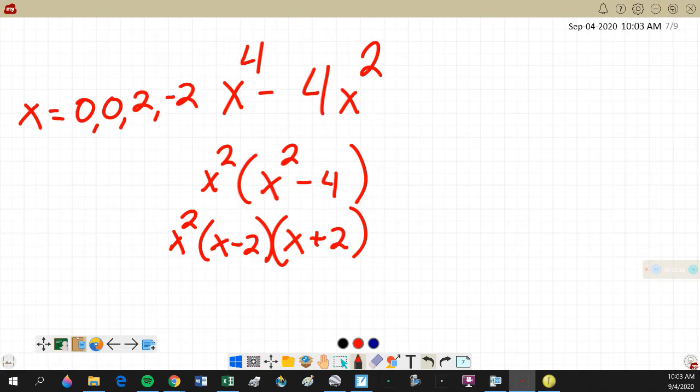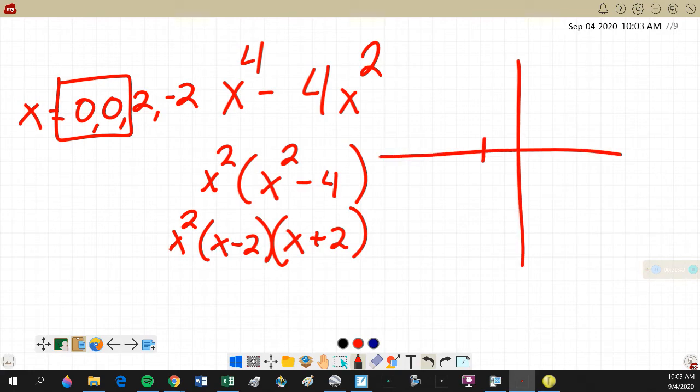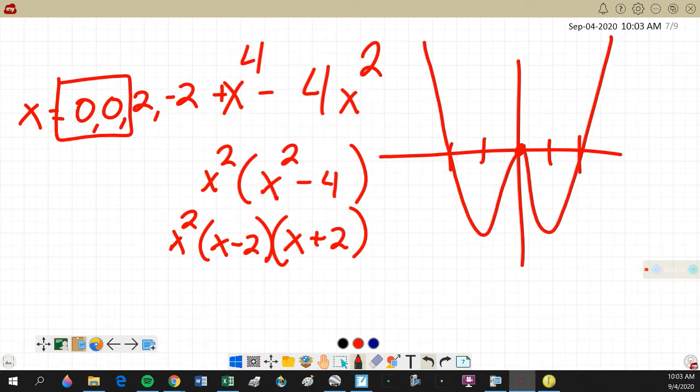What does this graph look like? Kind of a W shape, right? What does this do? It's a bounce at 0. So I have to hit negative 2 and positive 2 and 0, but I have to bounce off of 0. And because this is a positive, I know it's a W instead of an M. Does that make sense? So the W would have to look something like this.